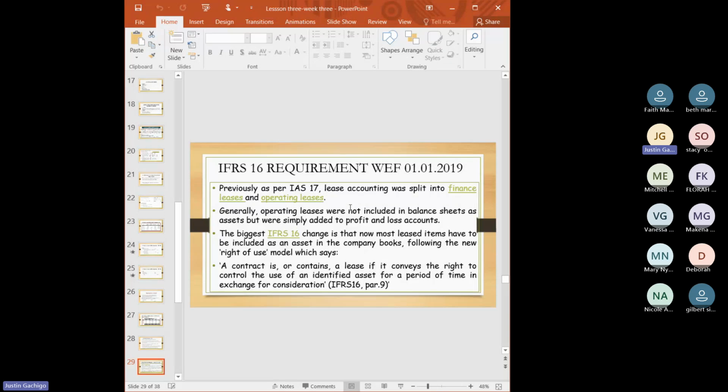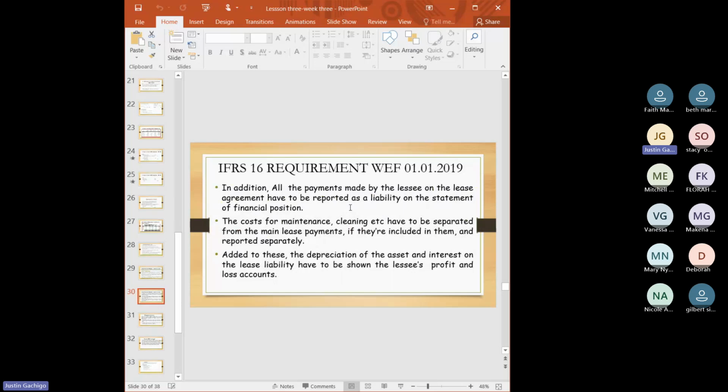company book, following a new right of use model which says that a contract is or contains a lease if it conveys the right to control the use of an identified asset for a period of time in exchange for consideration. So the biggest change between IAS 17 and FRS 16 is the treatment of the lease. Initially, there was no right of use and lease liability, but under IFRS 16, this is now coming on board.